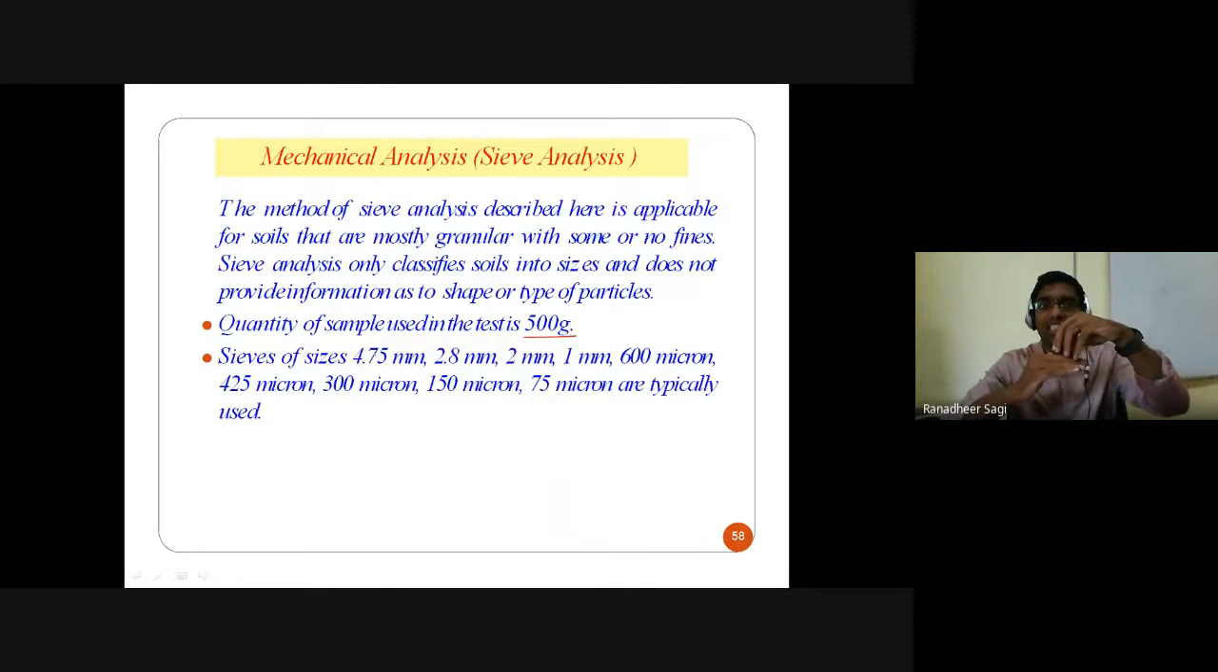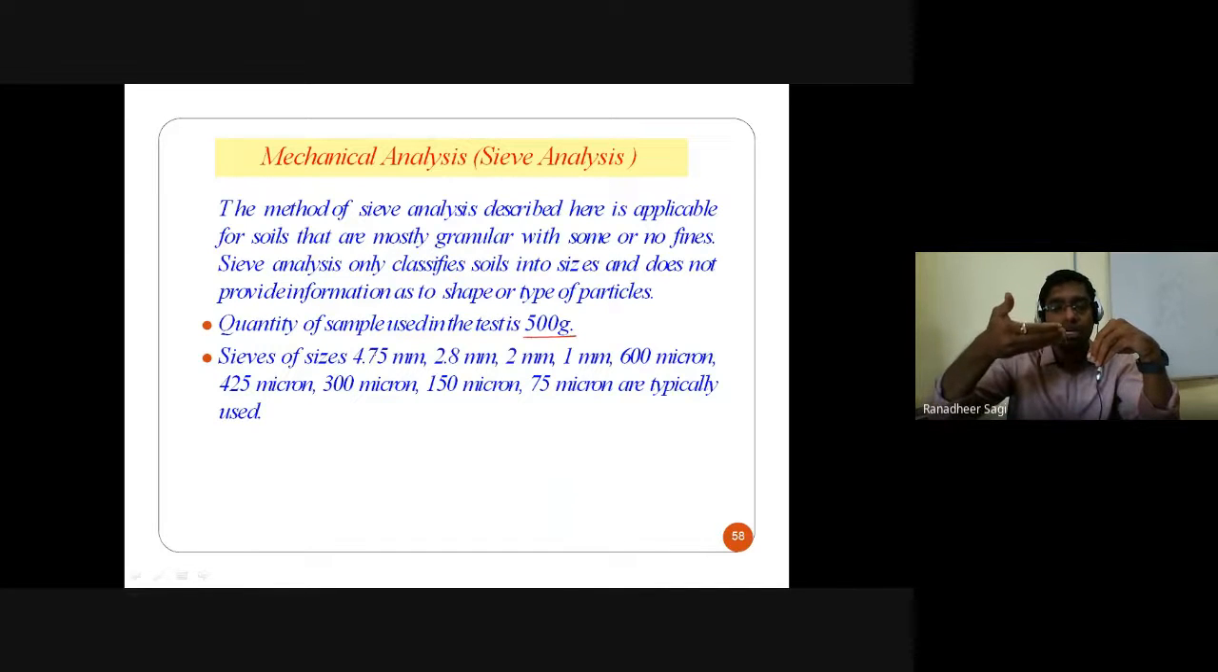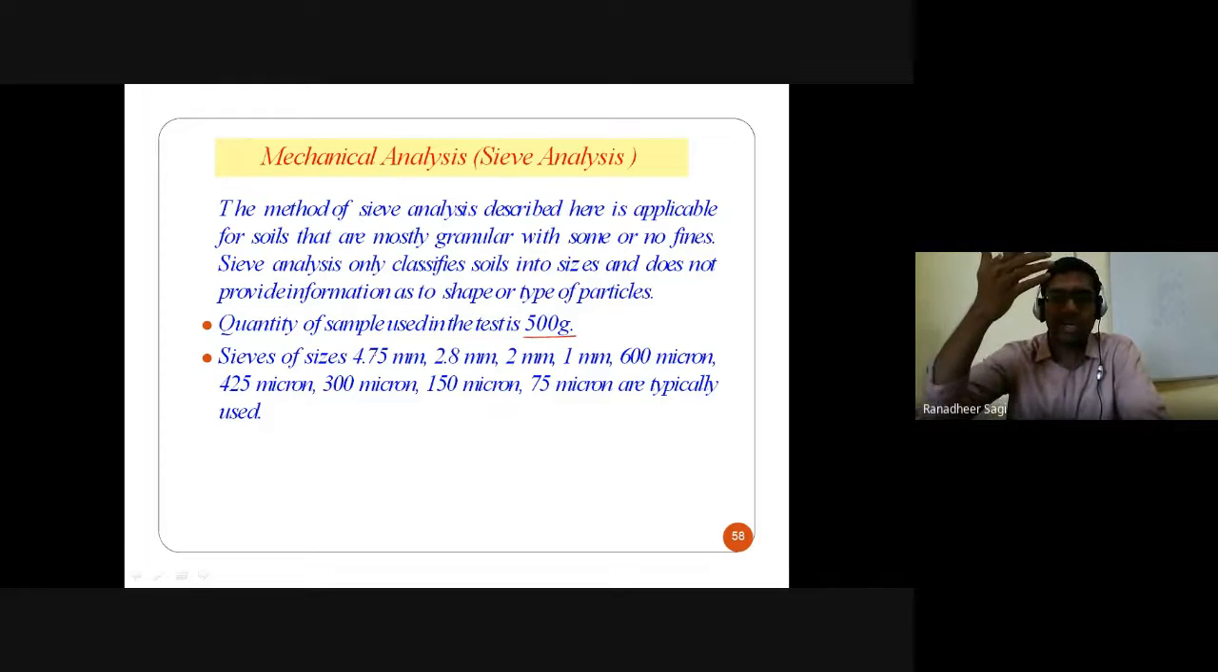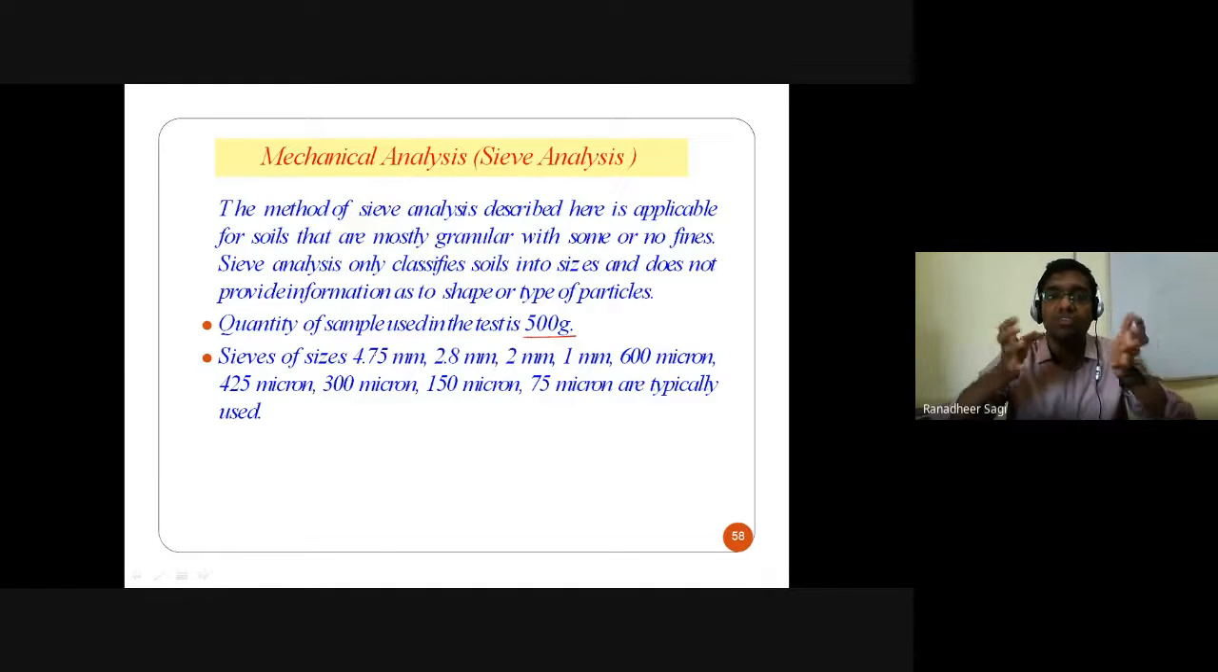And whatever particles cannot pass through the second sieve get retained on the second sieve, and the particles which can pass through the second sieve get transferred into your third sieve. Likewise, systematic distribution of particles takes place depending on the opening of the sieve, and accordingly the particles get readjusted into different sieves upon mechanical shaking of the set of sieves.